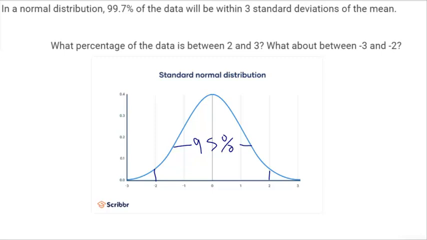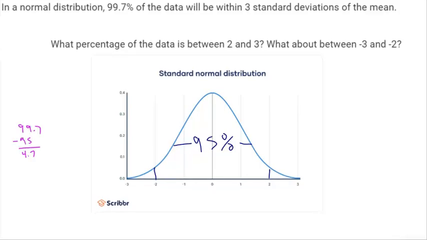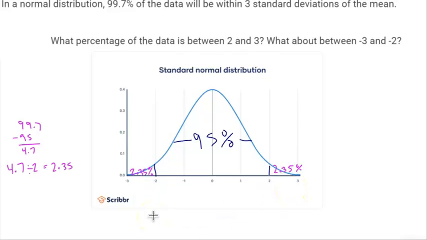When we look at values within 3 standard deviations of the mean, we will have 99.7% of our data. So if we want to know what percentage of the data lies between 2 and 3, we'll follow the same process. By subtracting 99.7 and 95, we get that there's 4.7% left for these two sections right here. We then split that 4.7 equally between both sections. So we know that there should be about 2.35% of the data between 2 and 3, and another 2.35% between -3 and -2.